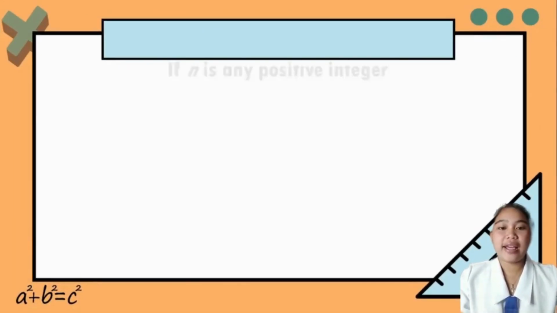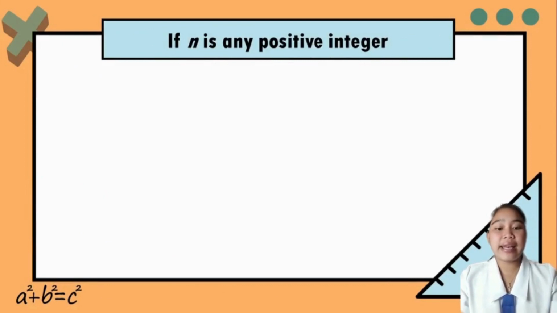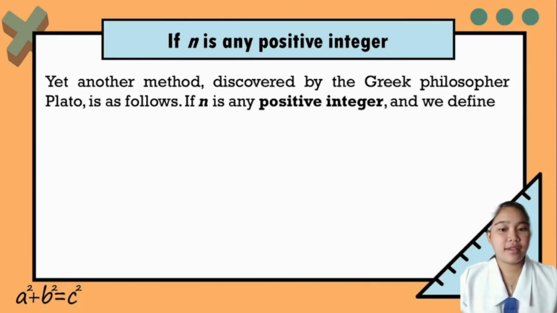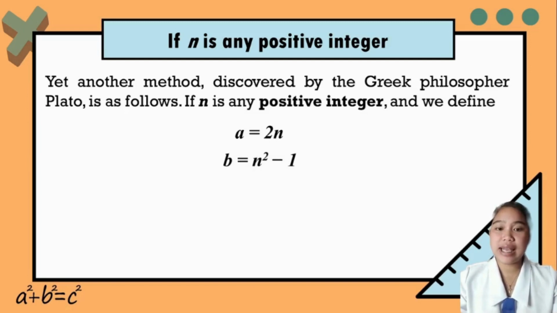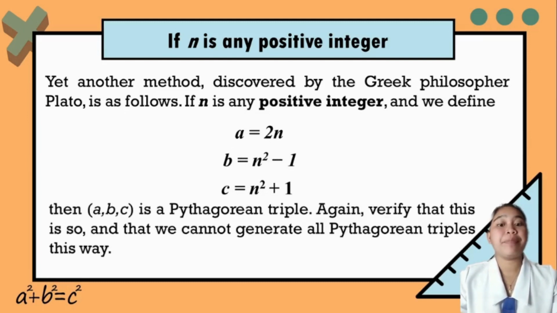And next way is if n is any positive integer. Yet another method discovered by the Greek philosopher Plato is as follows. If n is any positive integer, we define a equals 2n, b equals n squared minus 1, and c equals n squared plus 1. So this is for n any positive integer.